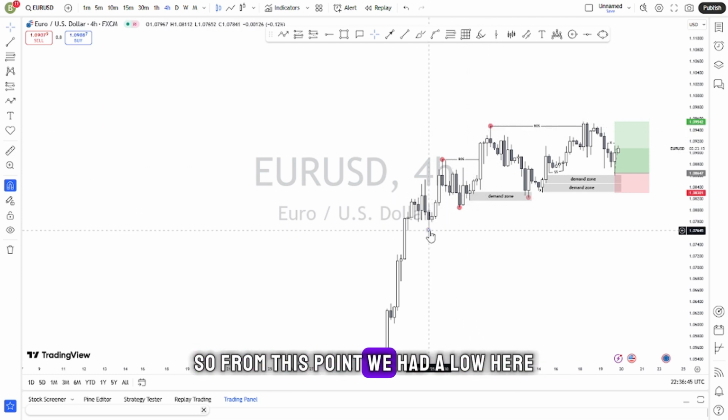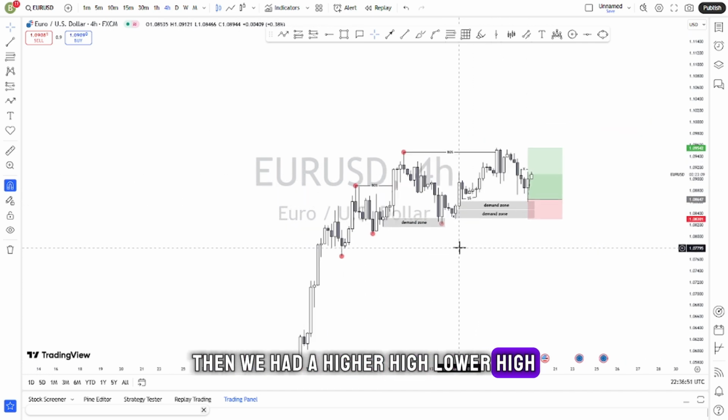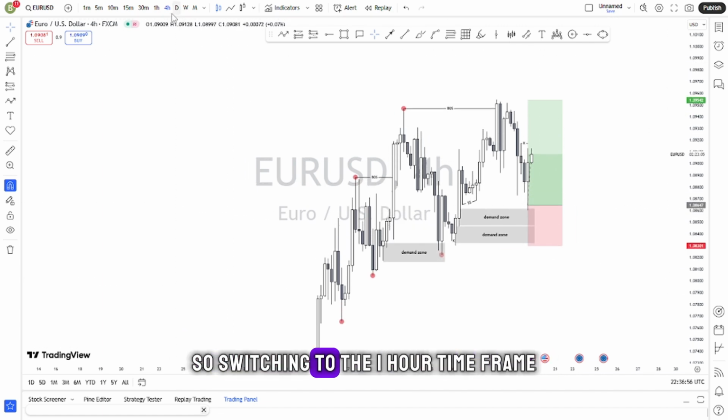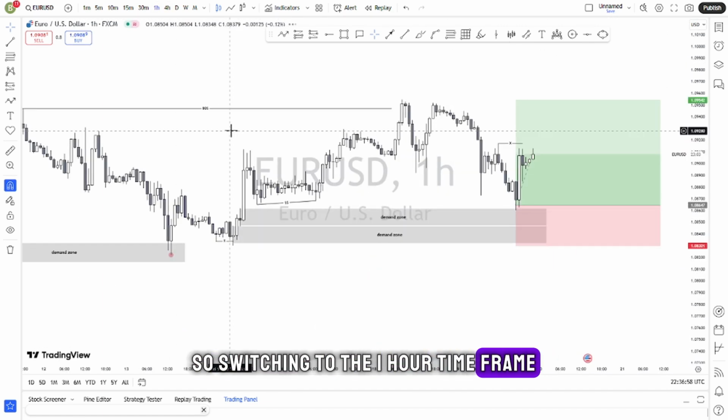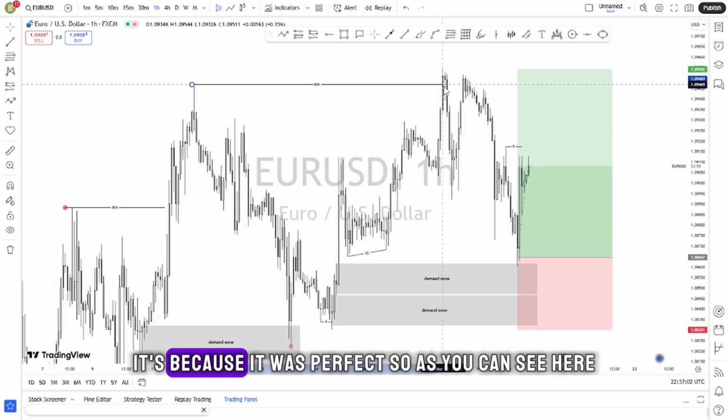So from this point, we had a low here, then we had a high, then we had a lower high, then we had a higher high, lower high, then we had a higher high, of which it gave us a break of structure. So switching to the 1 hour time frame, this is the trade that I missed today. I don't know why I missed this trade. It's because it was perfect.